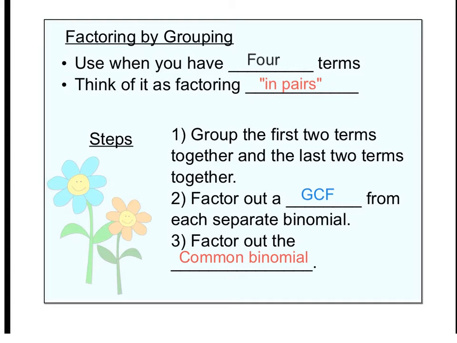Step 1 is to group the first 2 terms together and the last 2 terms together. Step 2 is to factor out a GCF from each separate binomial, and our last step is to factor out the common binomial. We're going to look at a couple examples to see how this works.